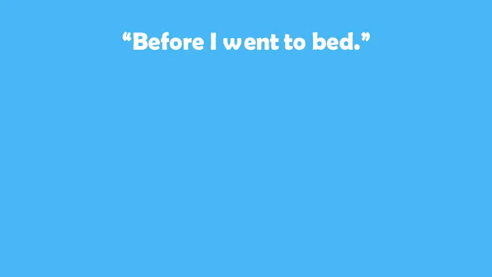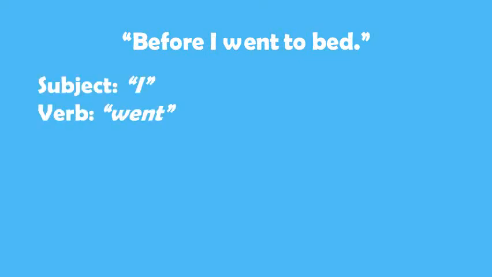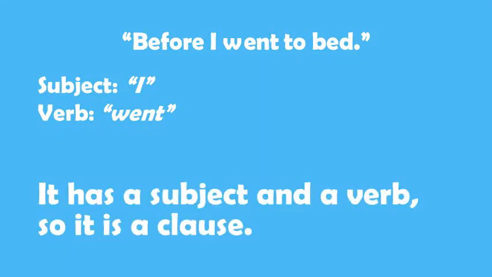Let's look at another example. Before I went to bed. The first question we want to ask ourselves about this group of words is, is there a subject and a verb? Yes, there is. The subject is I, and the verb is went. So this group of words has a subject and a verb, so that means it is a clause.